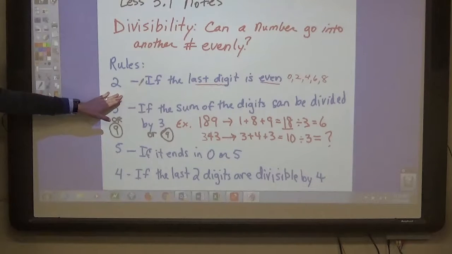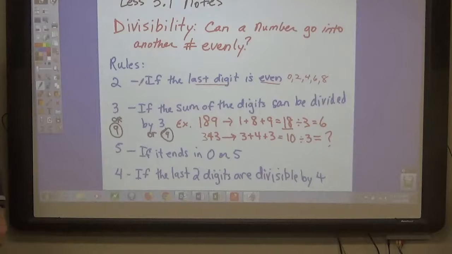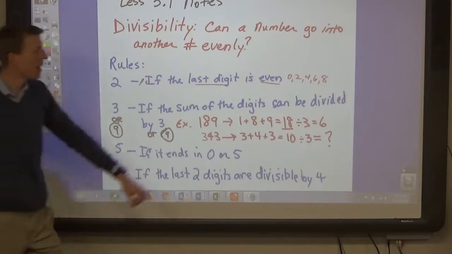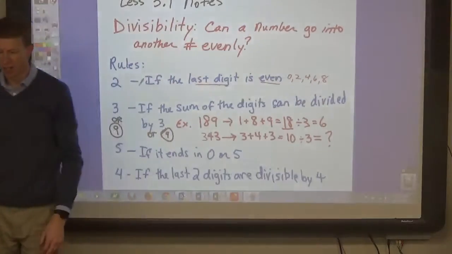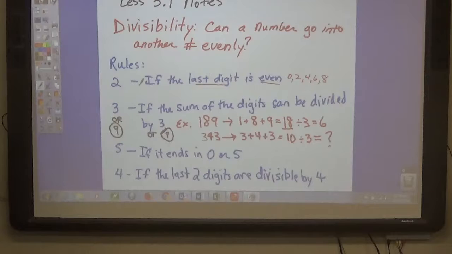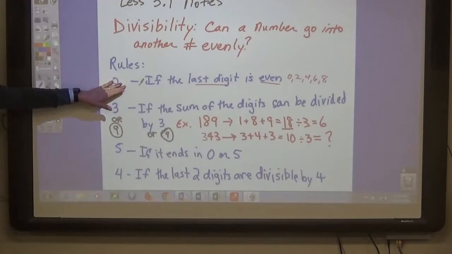Shania? If it's even. So how do you know if it's even? Because it should end in 2, 4, 6, 8, or 0. Exactly. If the last digit of a number ends in 0, 2, 4, 6, or 8, then the number is an even number, and it's divisible by 2. So all even numbers are divisible by 2. That's a divisibility rule.